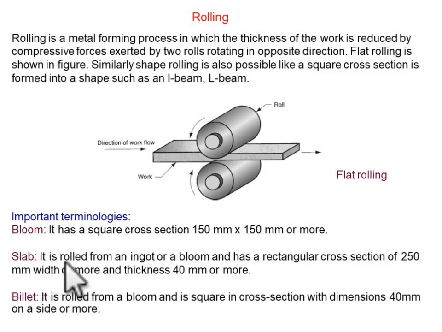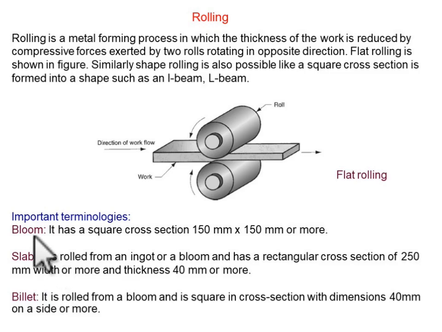And a slab is rolled from an ingot or bloom. You have seen the ingot in the extrusion operation, and in the forging operation, the part that we keep inside the die is called an ingot. It is also formed from a bloom, with a rectangular cross section of 250 width or more and thickness of 40 or more. Just go through these terms, and we have diagrams of the bloom, slab, and billet in the next slide.